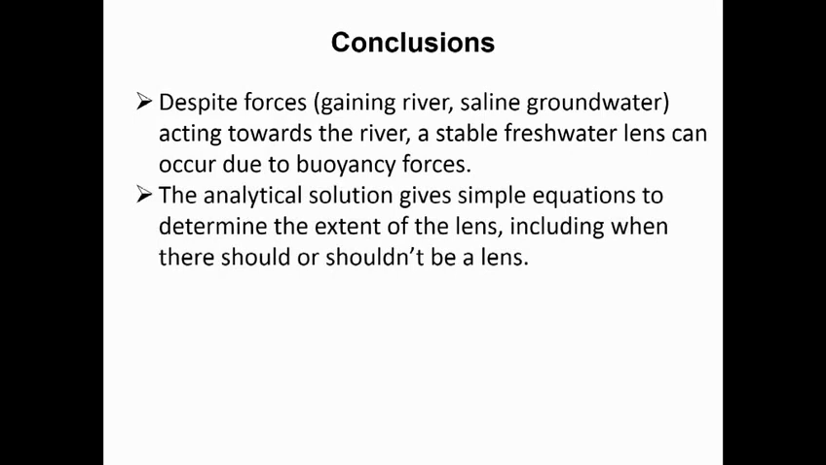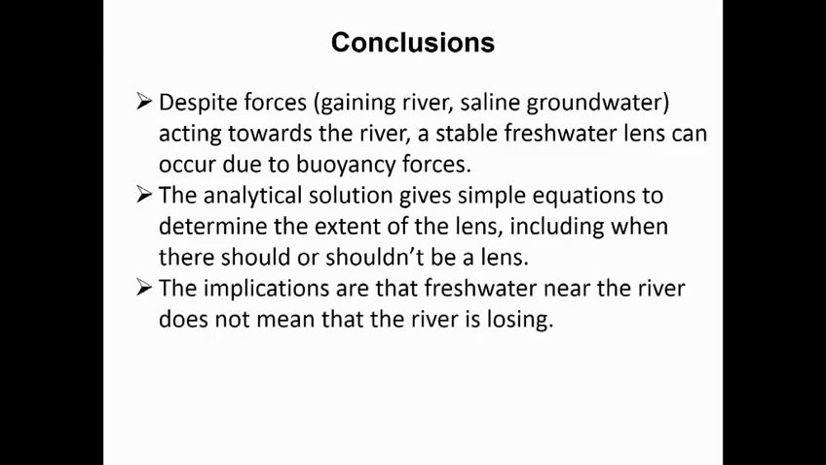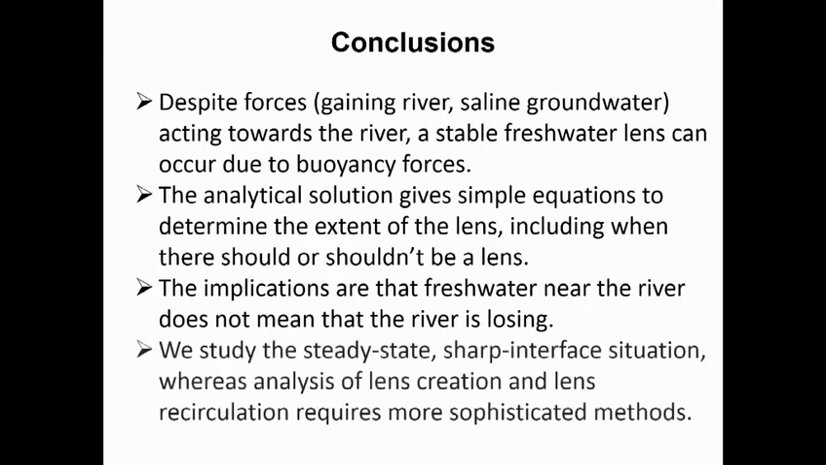So if you have these parameters that are fairly readily available for a lot of sites, we can say, well, if it's gaining, should there be a lens or shouldn't there? The implications are that if you find freshwater near a river, it doesn't mean that the river is losing. In fact, the river can be gaining and you have a freshwater lens there at the same time. And from some of the diagrams I've seen, this could mean a little bit of redrawing or reconceptualizing, and it just adds another process or another potential driving force for freshwater lenses in these systems.